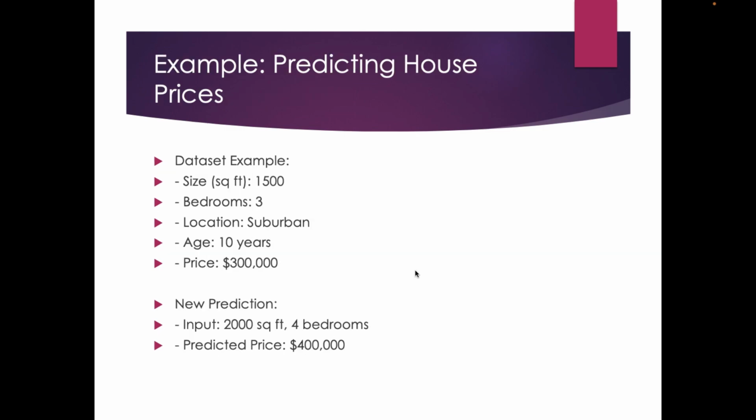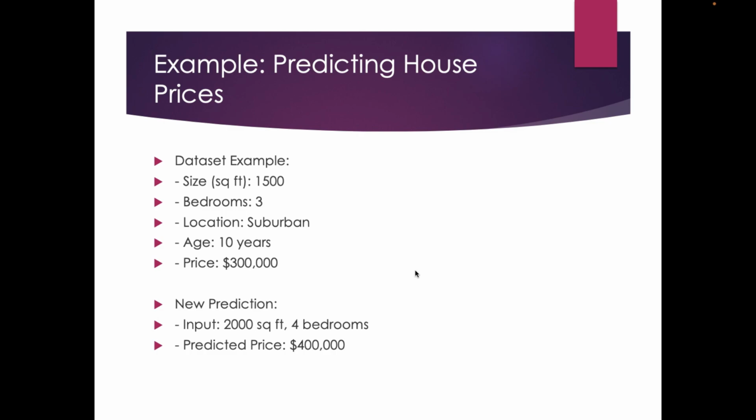Okay, now here we discuss the example of predicting house prices. So, let's bring it all together with an example. Suppose we are building a machine learning model to predict house prices. Here's a quick walkthrough of how this works. For example, we have a data set with five columns: size in square feet, bedrooms, location, age, and price.